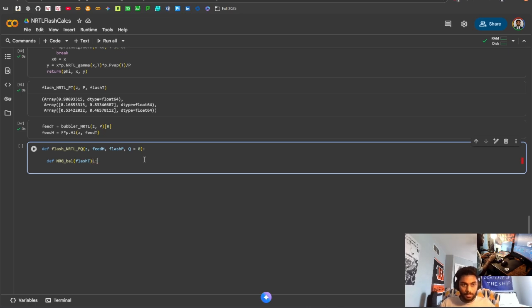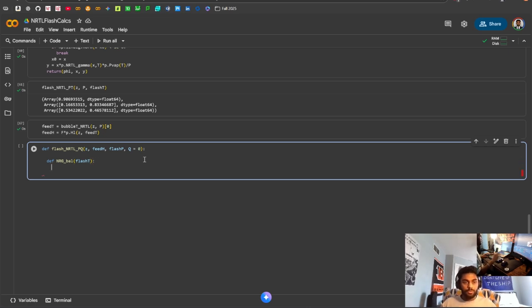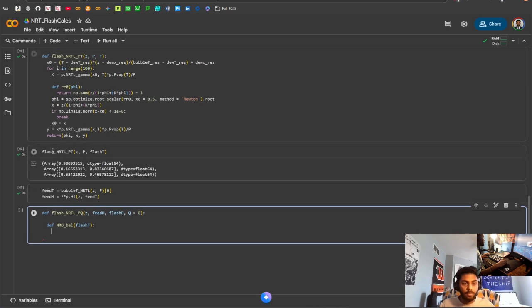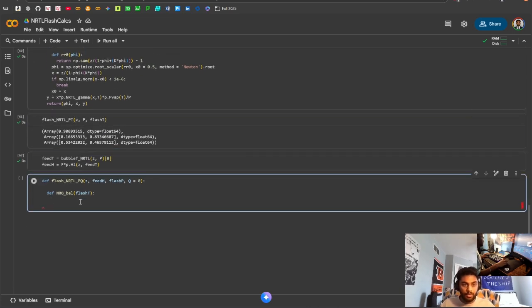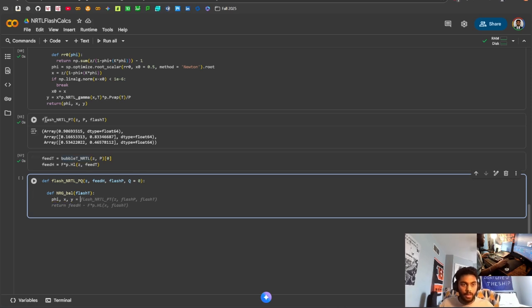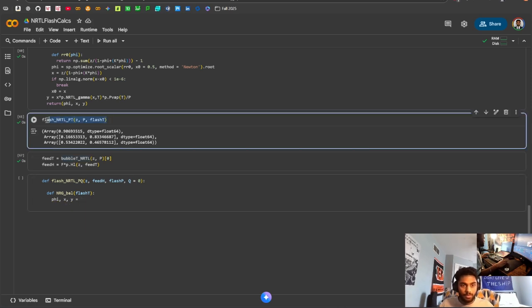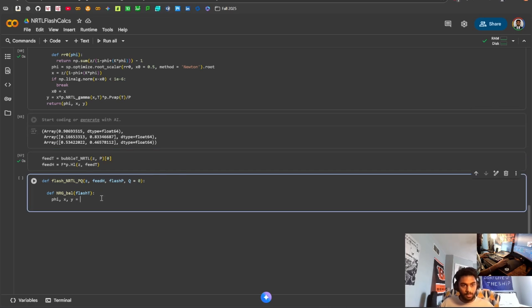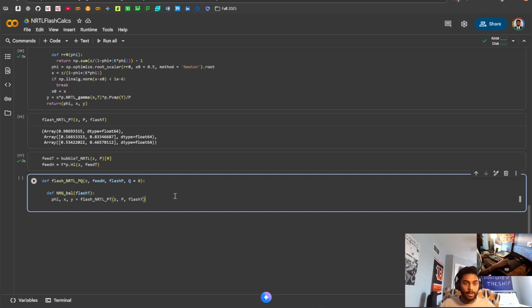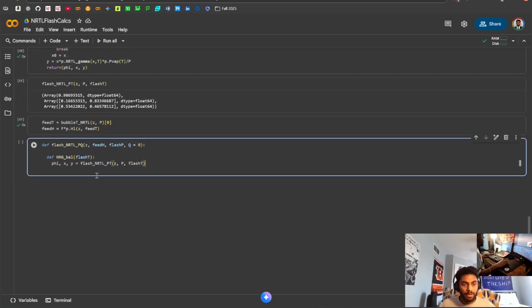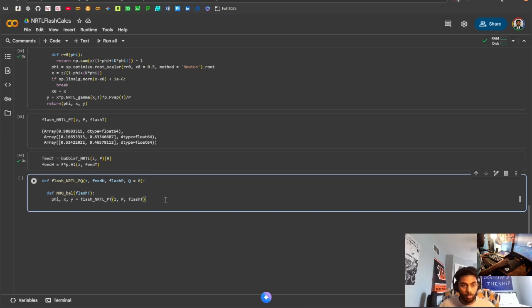So the first thing we can do is I'm going to actually unpack this flash NRTL into our phi, our x, and our y. And I'm going to have that equal this. I need to cut that out. So now we have our phi, x, and y to work with.